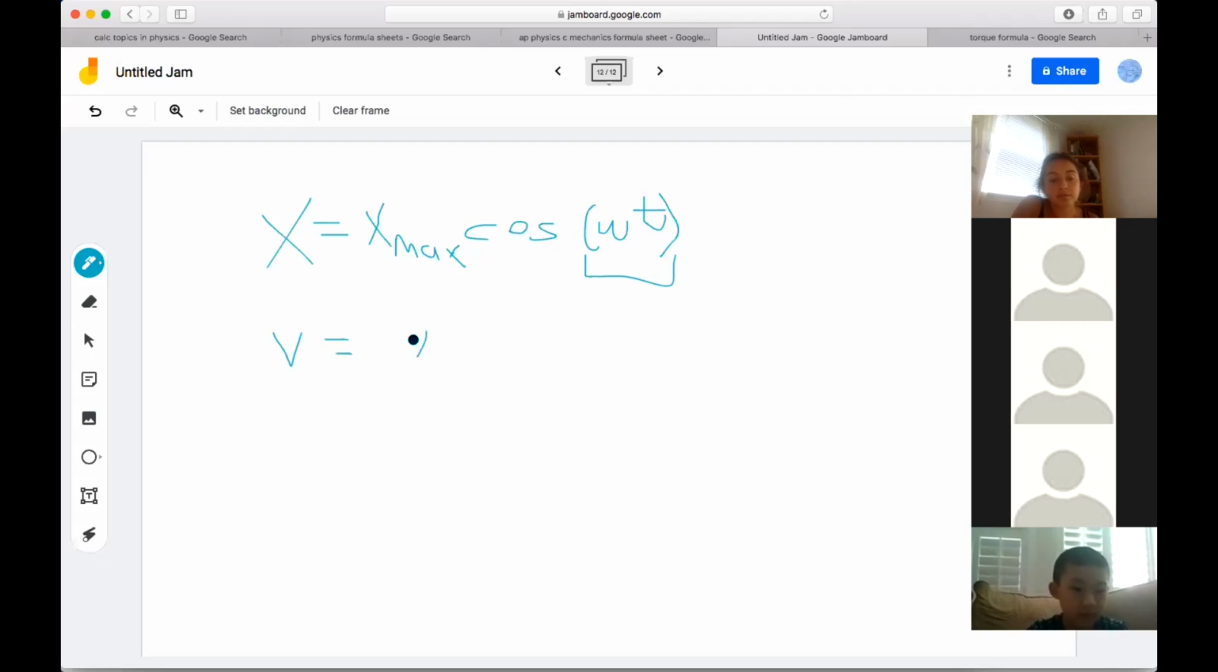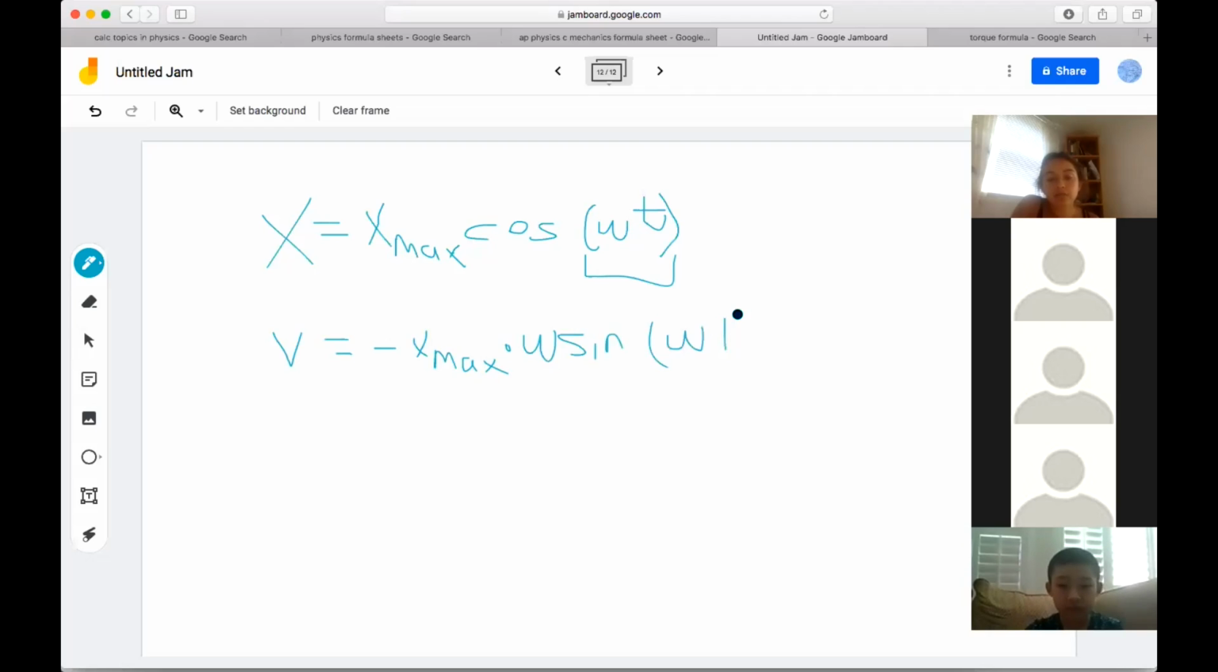x max times w. And remember the derivative of cosine is negative sine. So we're gonna have to add a negative here, put a sine here, and what's inside just stays inside. So we have wt.